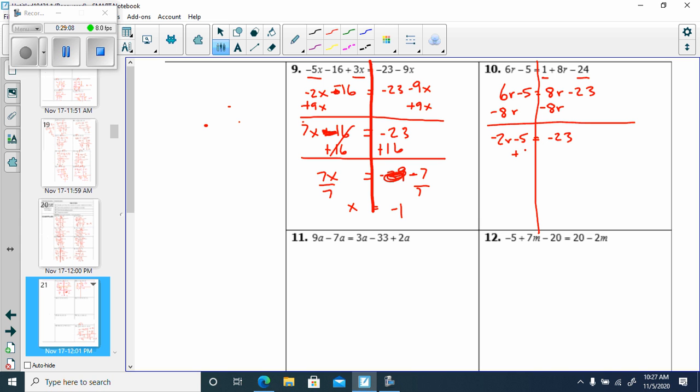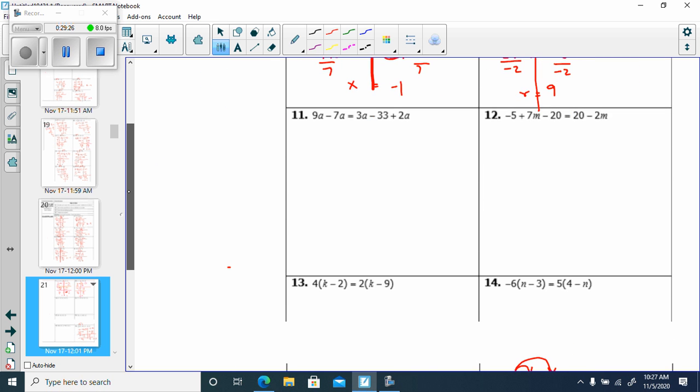Let's add 5 to both sides. Negative 2r then would be equal to negative 18. Divide both sides by negative 2. And r would be equal to 9. Number 11.